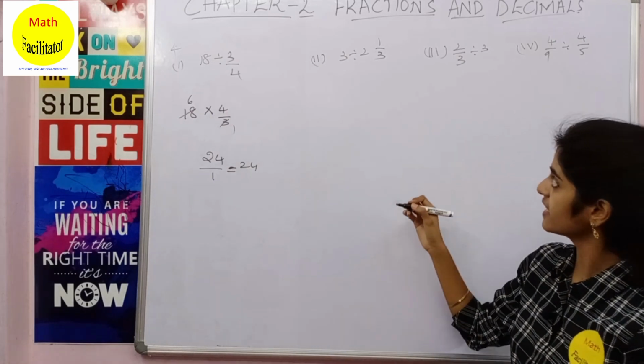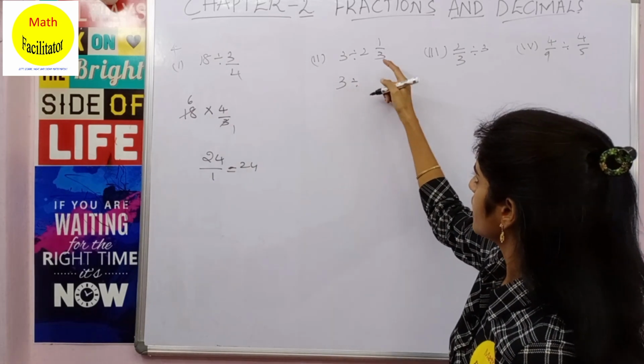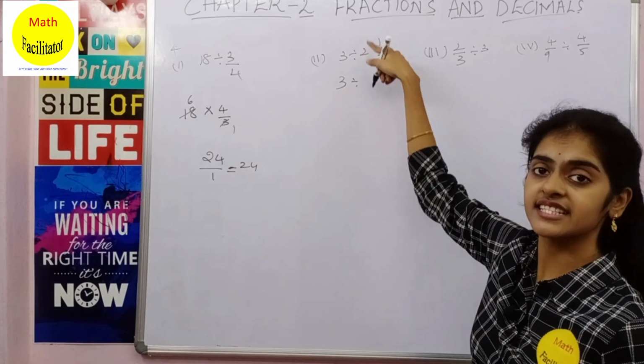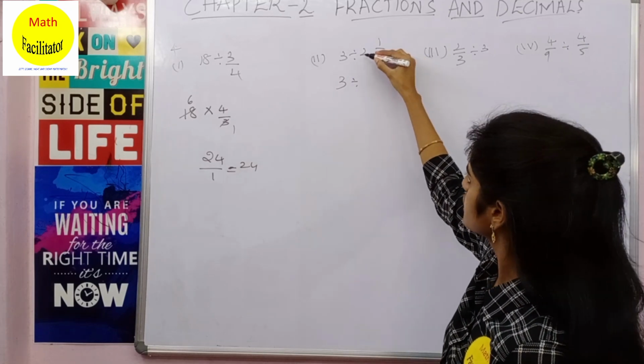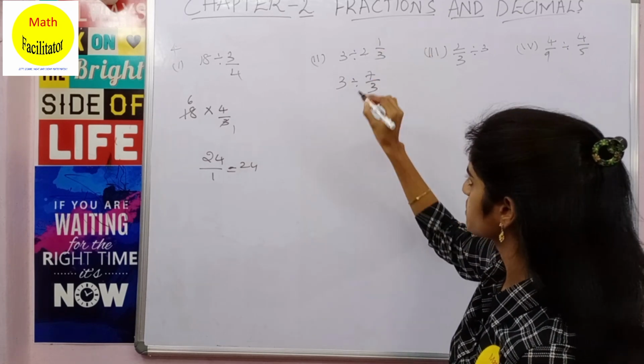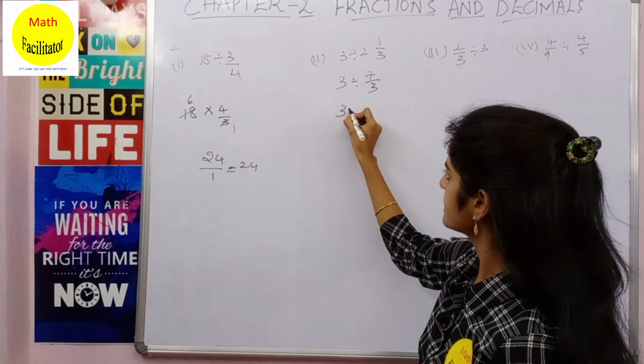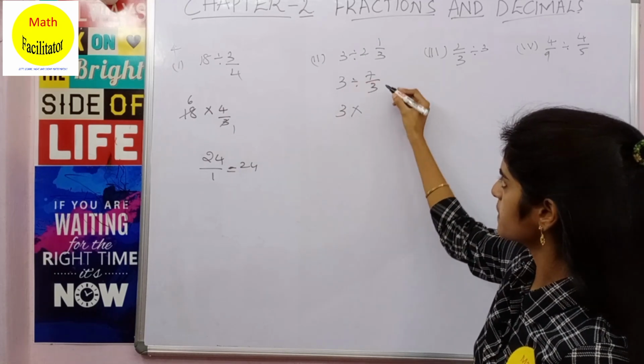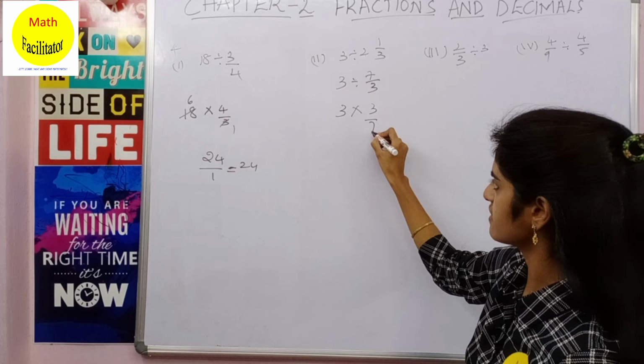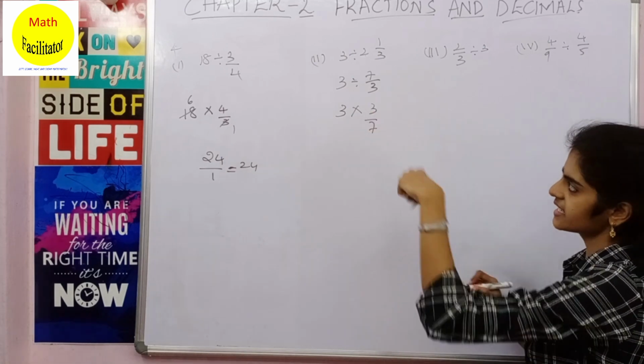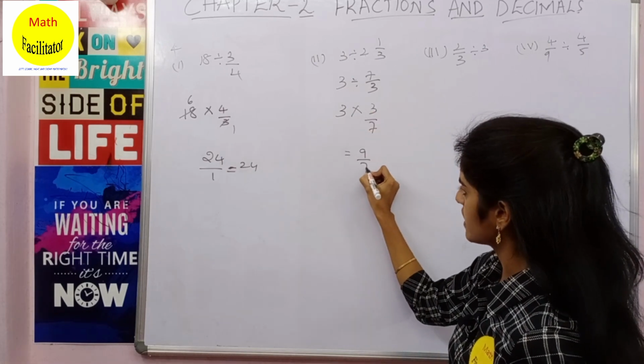It is 3 divided by 2 1 by 3. Let us convert this into improper fraction. So 3 2s are 6 plus 1 is 7 by 3. So this is again 3. Division is replaced by multiplication. 7 by 3 becomes 3 by 7. So you cannot cancel anything. So it is 3 3s are 9 by 7.